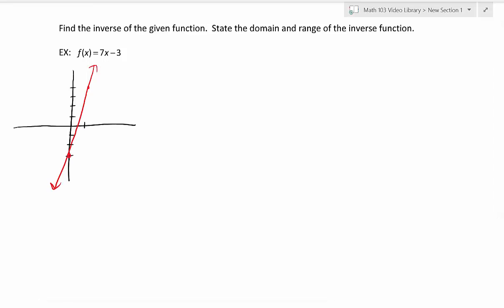Is this a one-to-one function? Does it pass both the horizontal and vertical line test? Yes, it does. So this is one-to-one. That means that we can proceed with finding the inverse function. We're starting with f of x equals 7x minus 3. The first thing we'll do is take it out of function notation, so we're going to replace that f of x with y.